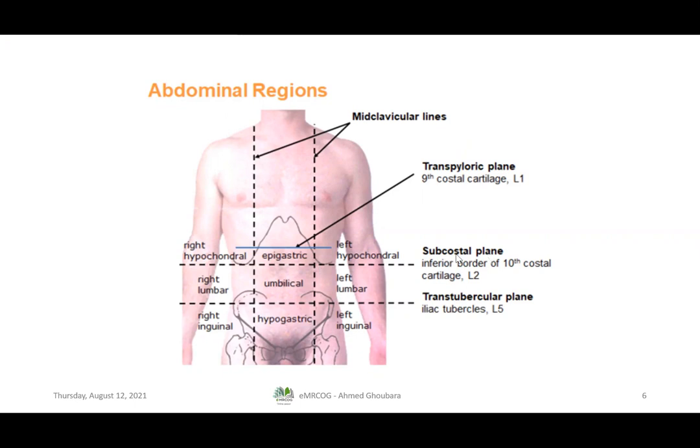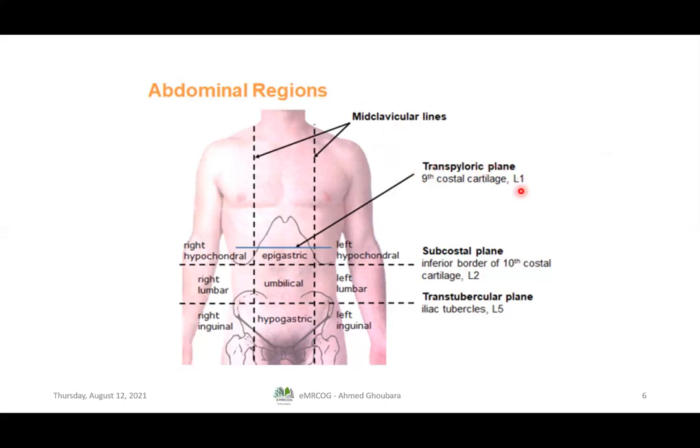The first one is the subcostal plane, which runs below the 10th costal cartilage, L2. We also have the transtubercular plane, which runs between the two tubercles of the iliac crest. So where is the transpyloric plane? We're done with the subcostal plane, and we're done with the transtubercular plane. So where's the transpyloric plane?